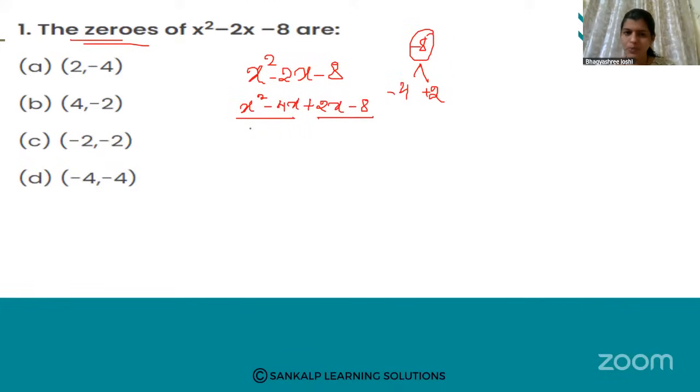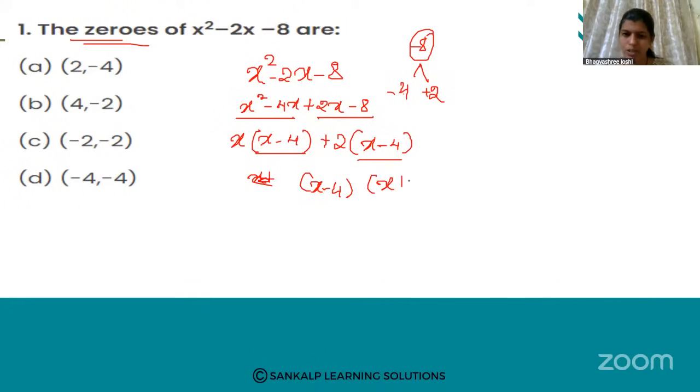Again, make two groups. X is common. X minus 4. Here, 2 is common. Observe carefully. 8 can be written as 4 into 2. So 2 I will take outside. X minus 4 is one factor. Sorry. X minus 4 and x plus 2. These two are the factors of this quadratic polynomial.